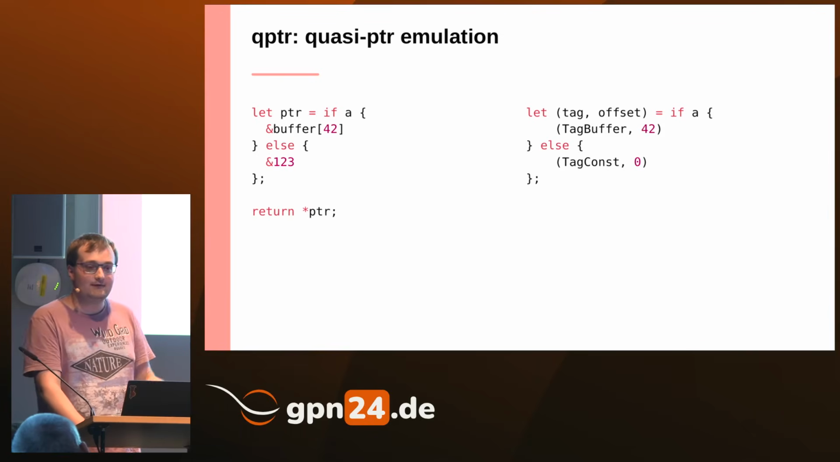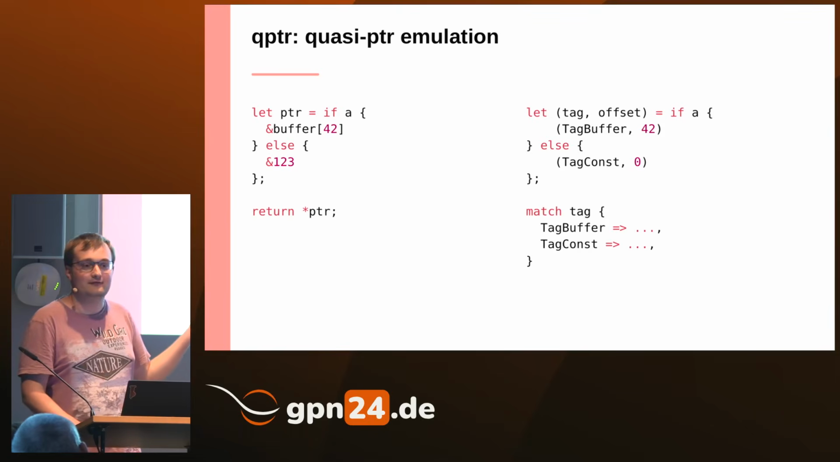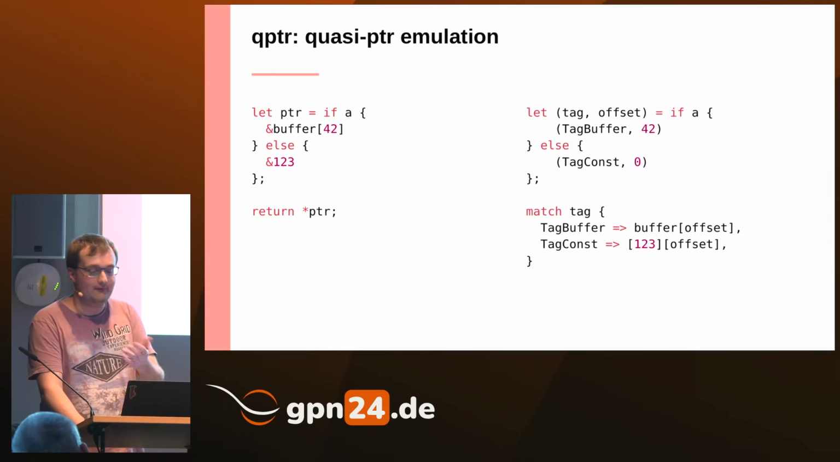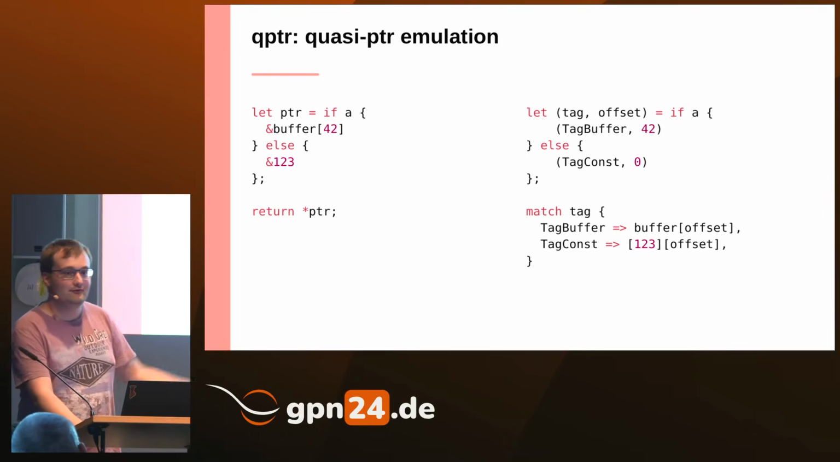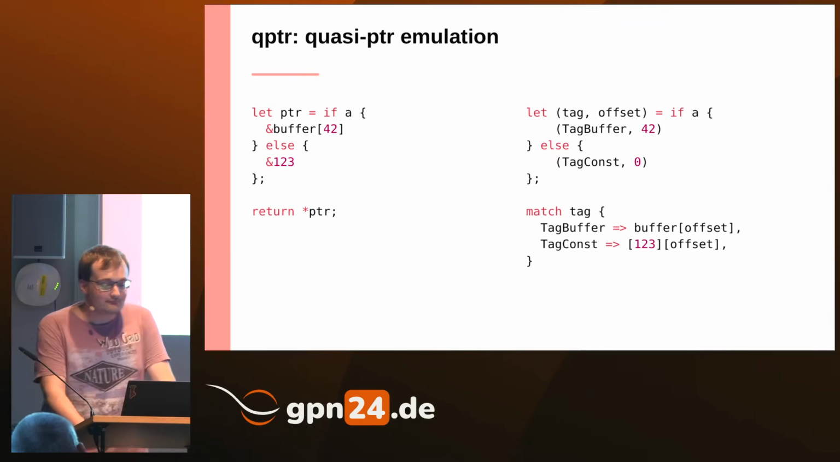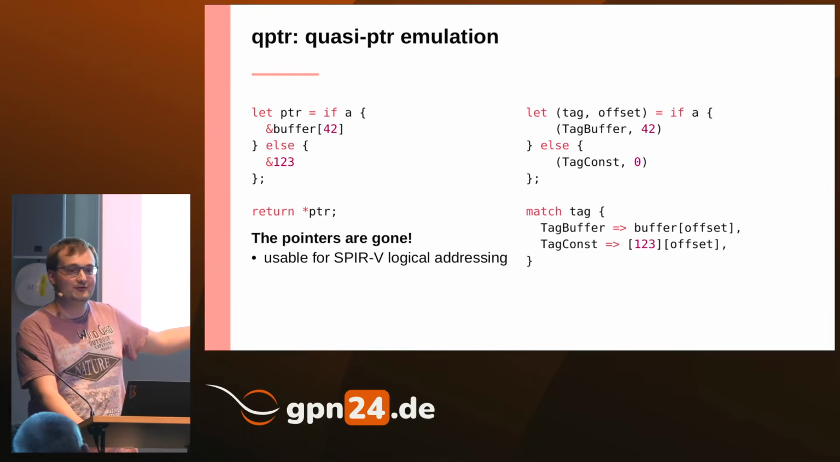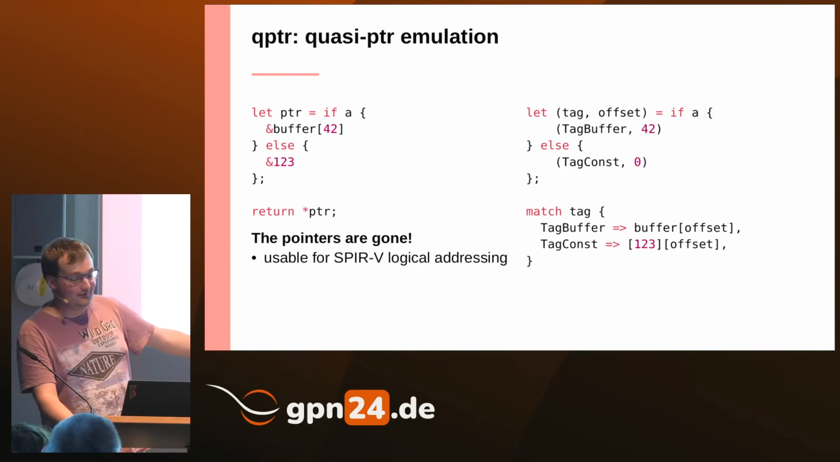And once we access the pointer, we basically match on the tag itself. If we notice on pointer access that this is a buffer, then we load from the buffer at whatever offset it is at. And if it's a constant, we look at our array of constants and load whatever offset is there. The amazing thing, of course, is that on the right side, all the pointers are gone. So the right side is totally legal SPIR-V logical addressing, so we can just use that.